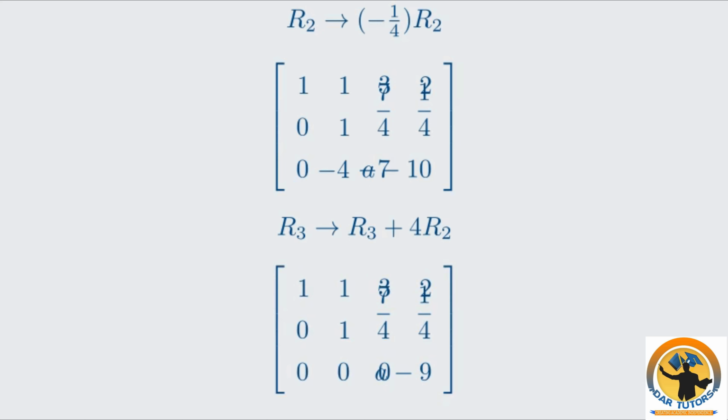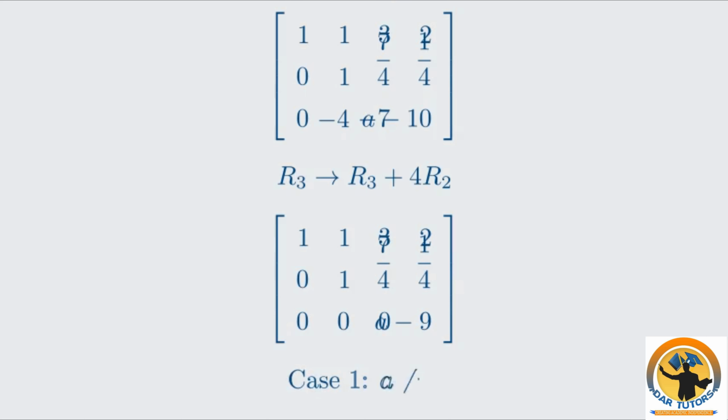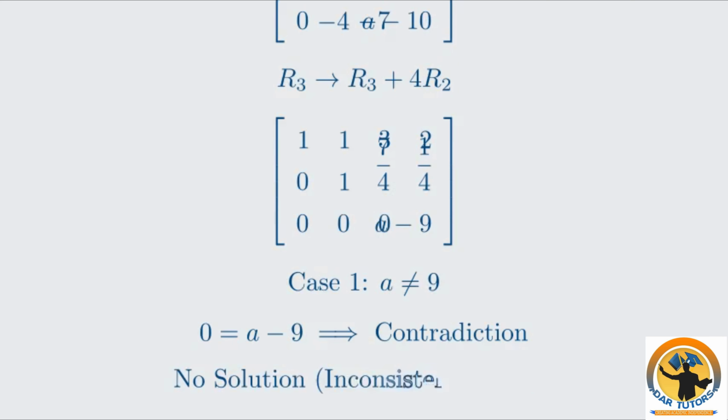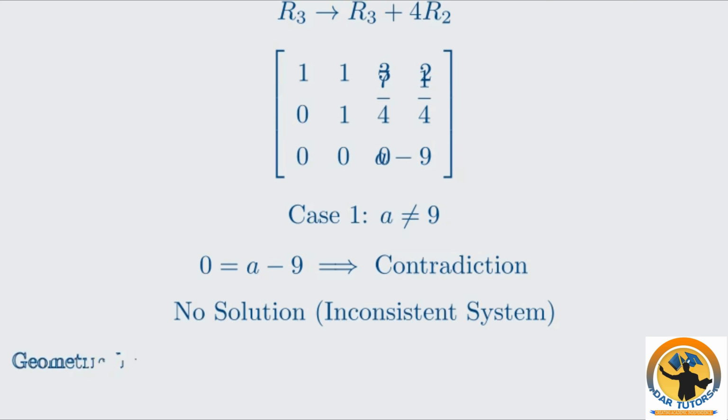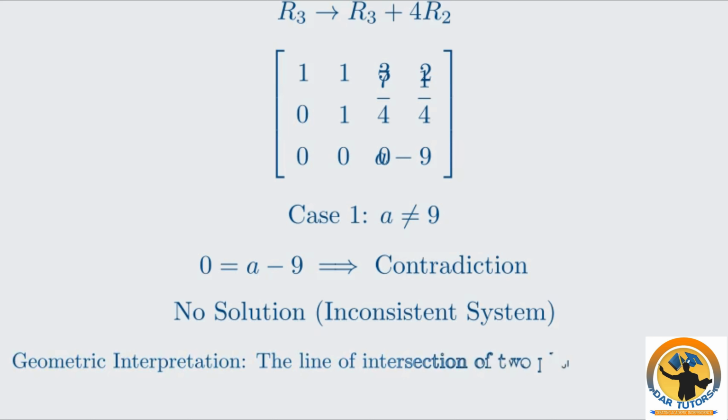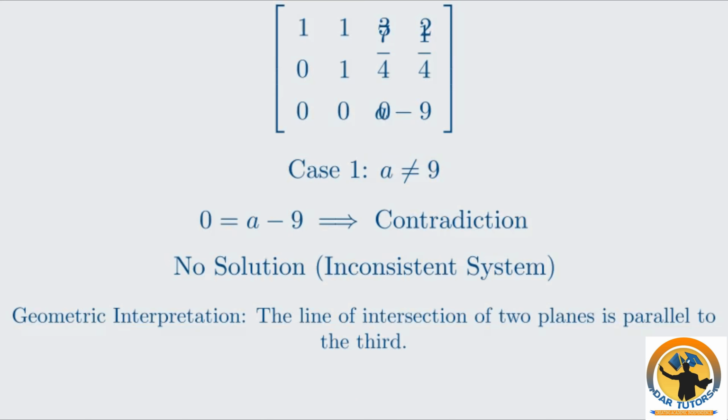The third row represents the equation 0z equals a minus 9. The solution depends entirely on the value of a. If a is not equal to 9, the equation becomes 0 equals a minus 9, which is a contradiction. This means the system is inconsistent and has no solutions. Geometrically, this corresponds to case 8, where the line of intersection of two planes is parallel to the third.